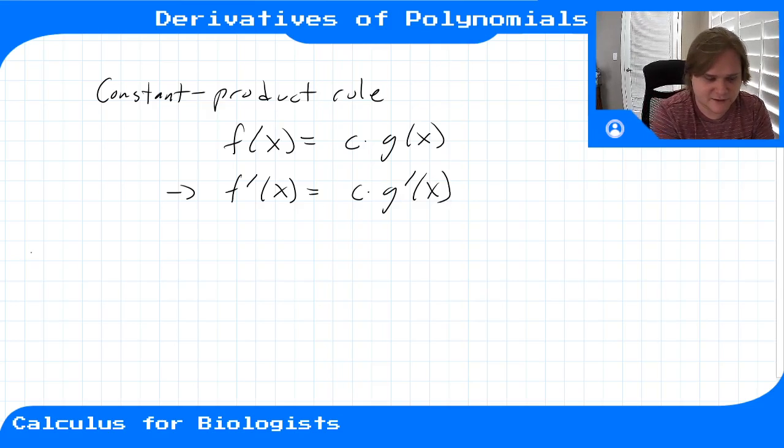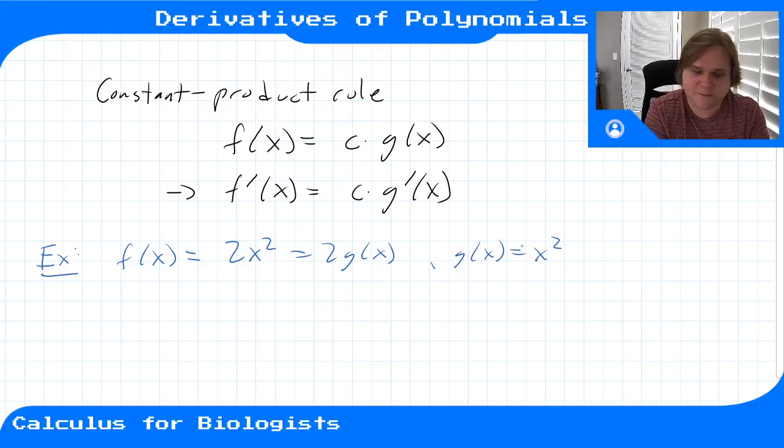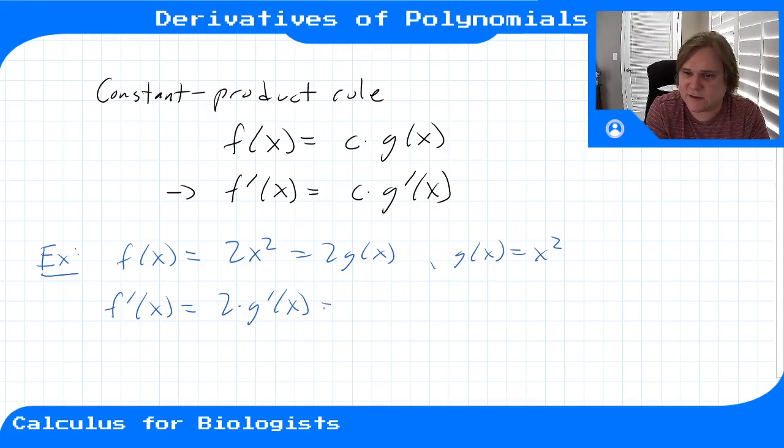Right, so an example of this would be, say, f of x equals 2x squared. Okay? This is the same thing as 2 times g of x, where g of x is equal to x squared. If I take the derivative of this function, f prime of x, that's 2 times the derivative of g, which, if we apply the power rule to g, we get 2x. This is 2 times 2x, and that gives us 4x as our final answer.